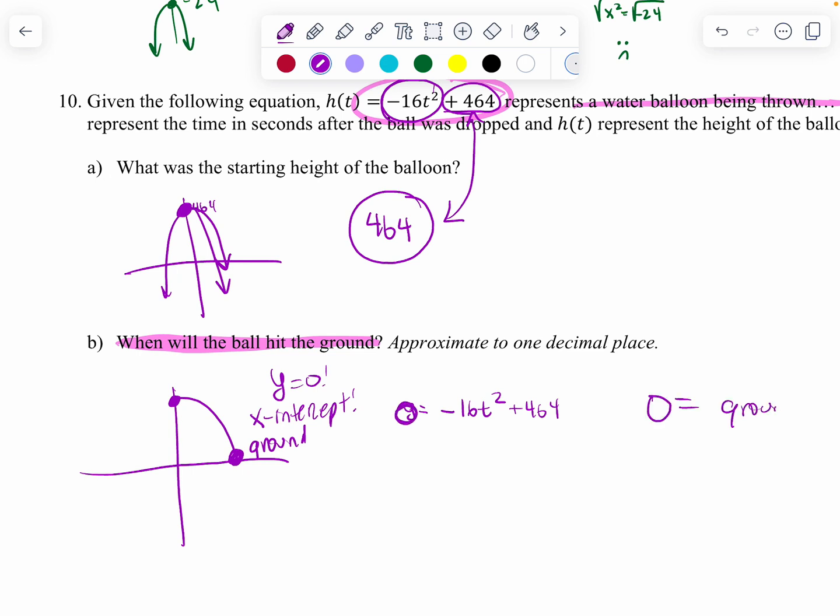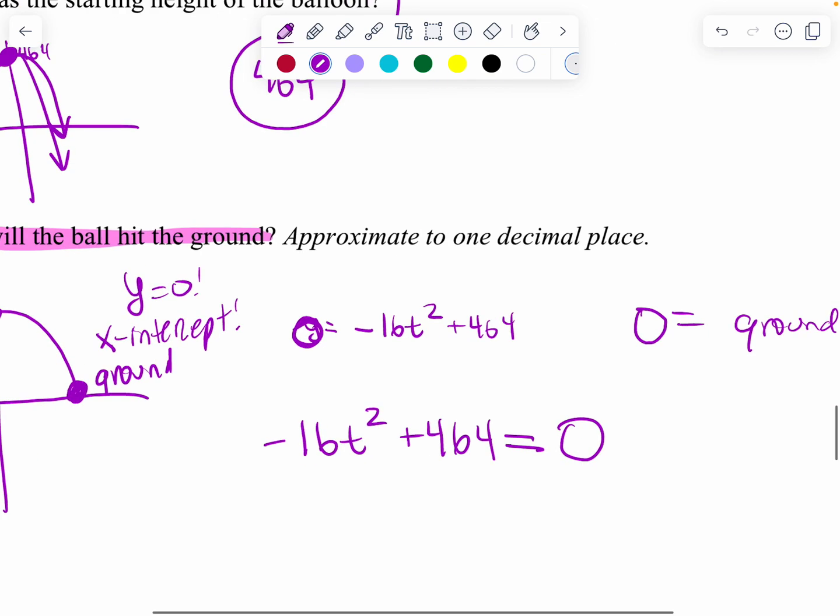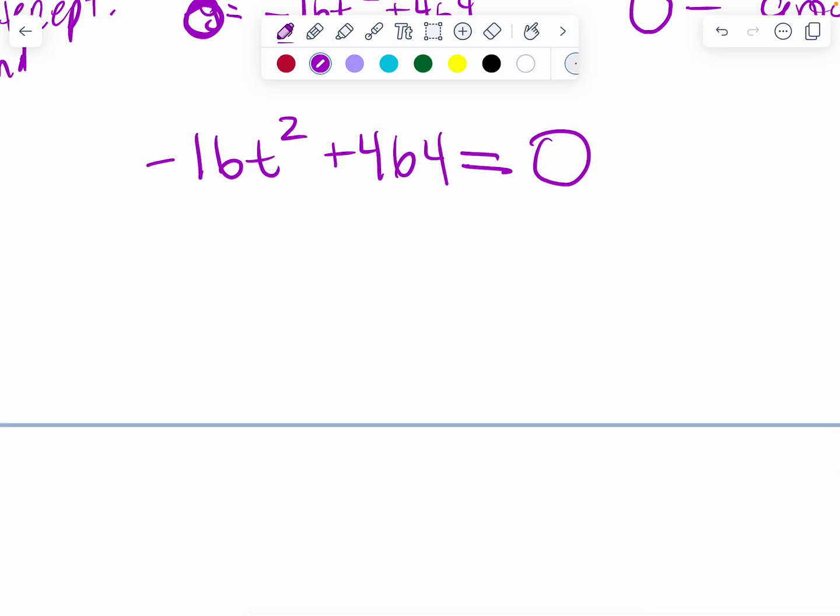0 is the ground. So if I really wanted to solve this, I could just take the equation of the water balloon and make it equal to the ground. That's what equals 0 means. It literally means find the ground. Okay? So then I'm just going to solve it. I subtract 464 from both sides. Get rid of that negative 16 by dividing it.